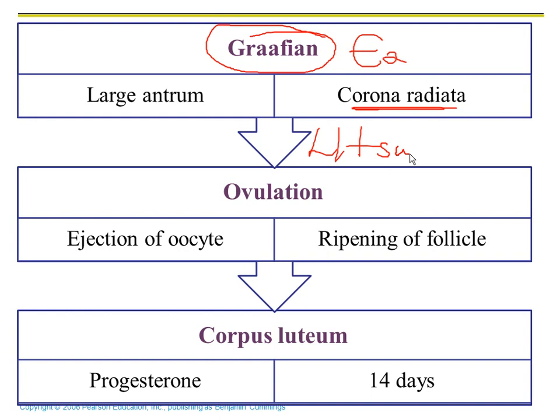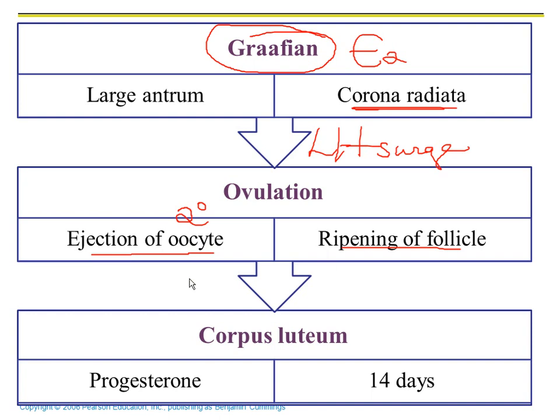So we get a huge push of LH secretion. That LH secretion stimulates the final ripening of the follicle. It ruptures, and we get an ejection of an oocyte. And the oocyte that gets ejected is a secondary oocyte because it just went through its first meiotic division. So the oocyte goes on its merry way, and its fate is now independent of the ovary.